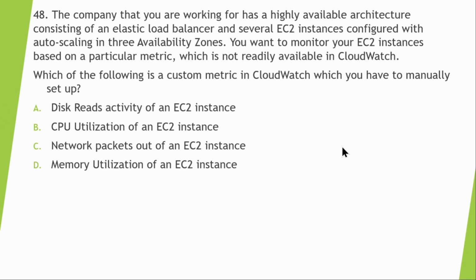This is the kind of question which I was checking out in the last part 5 of the video, that there is one question which talks about metrics of CloudWatch. So yes, this is the question. What they're telling here is that it has a highly available architecture. It has ELBs, EC2s, and there's Auto Scaling enabled in various AZs, 3 AZs. Okay.